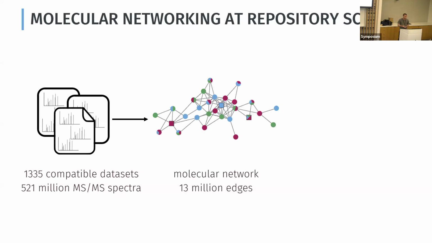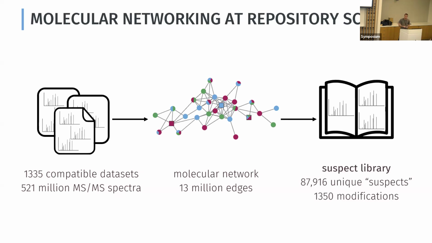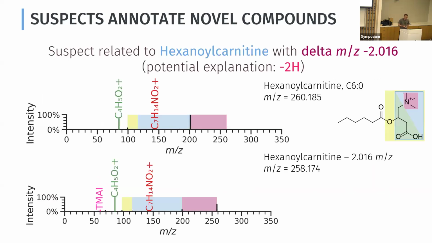We built our global molecular network from it, hundreds of thousands of nodes, millions of edges, and then we extracted these suspects that I introduced a little bit previously from it, almost 90,000 new suspects, also covering over 1,000 different modifications. And so even though these suspects don't provide exact identities of these molecules, they do give you a lot of extra information. So here on the top, we have a reference spectrum for hexanoyl carnitine with the structure here indicated to the right of it.